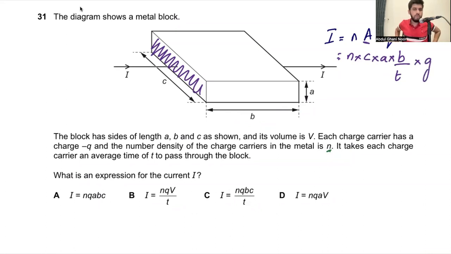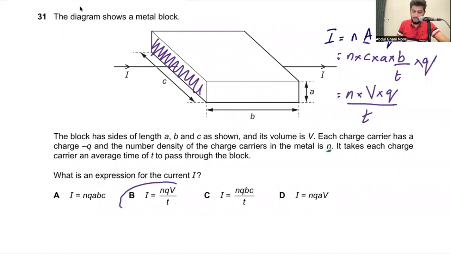Now my question to all of you is, what is A into B into C? What does that give us? Length into breadth into height gives you volume. So I can say I equals N multiplied by volume, this is charge, N multiplied by volume multiplied by charge divided by time.